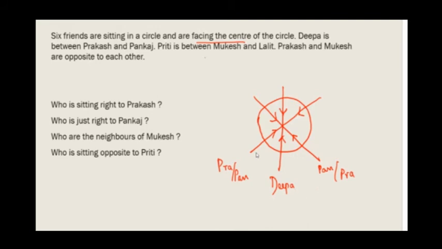Preeti is between Mukesh and Lalit. Now I have Preeti. Preeti is between Mukesh and Lalit, so it will be Lalit and Mukesh, or Mukesh and Lalit. Prakash and Mukesh are opposite to each other. Now having a place for Prakash is very important. First I need to fix a place for Prakash.